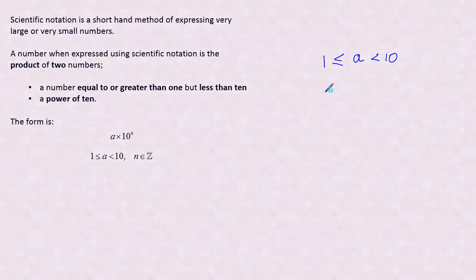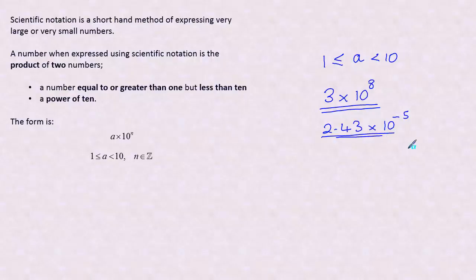So some examples would be things like 3 times 10 to the 8. This one here is the speed of light in meters per second, for example. And it means 3 with 8 zeros behind it. Something like 2.43 times 10 to the negative 5 is also in scientific notation.